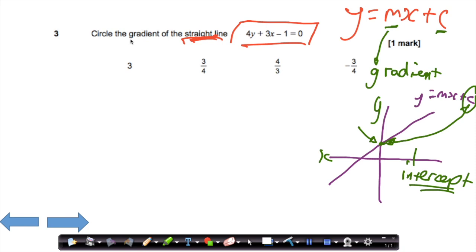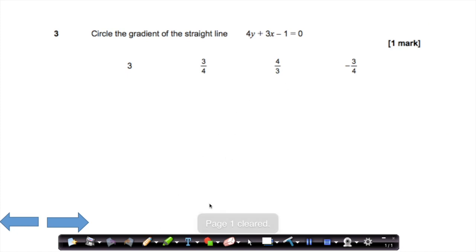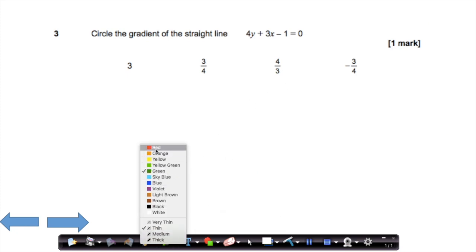So alarm bells should be going straight away because we're talking about the gradient there. Gradient is the steepness of the line. So a higher value will mean it is more steep. Higher gradient, more steep. So we might have a straight line which goes like that. It's going to have a much higher number than a gradient like that. So important to remember y equals mx plus c.